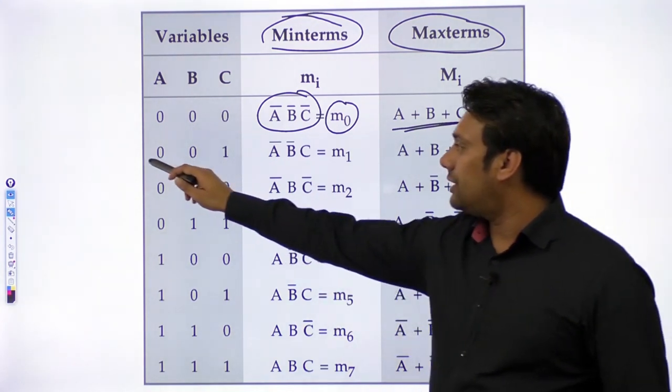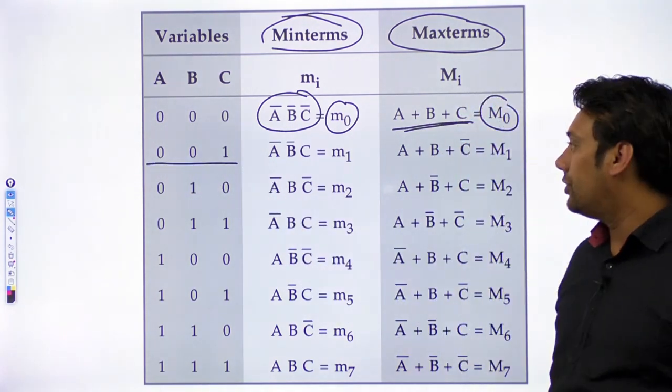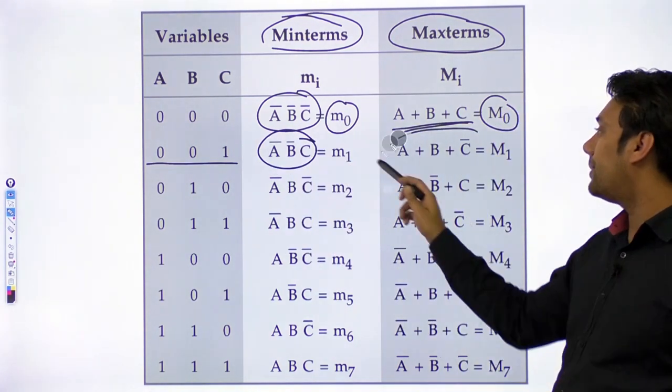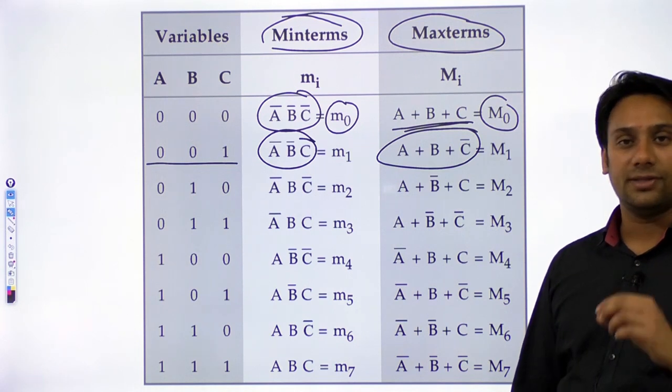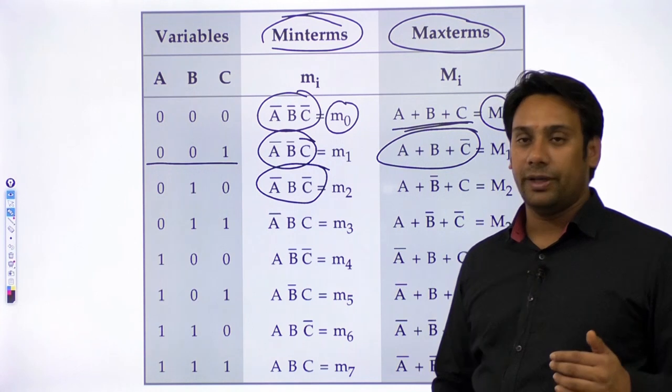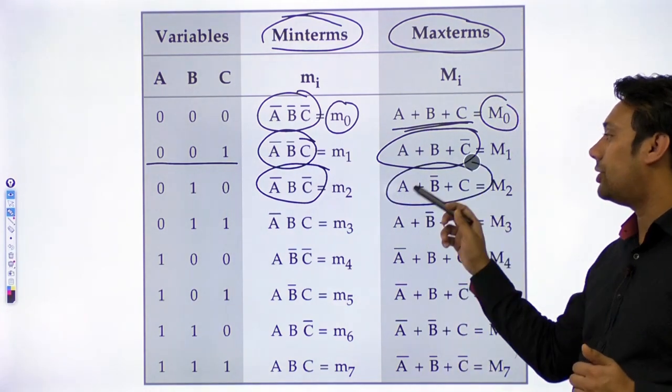So here you can see in these variables, we have 0, 0, 1. So that means the min term will become a complement b complement c, but what will be the max term? The max term will be a plus b plus c complement. Here the min term will be a complement b c complement. Here the max term will be a b complement c complement.